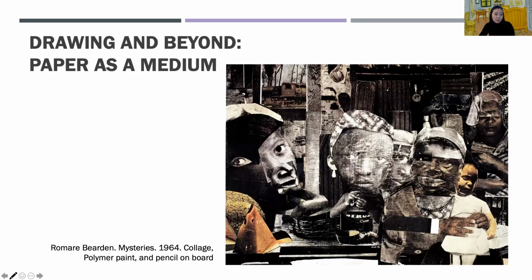So let's see collage as an art genre. This is Romare Bearden's mysterious collage work from 1964. What can you see through this work of art? A lot of faces and eyes. Yes, lots of faces. What else? Mostly people of African American descent, it looks like. That's right. So we can assume the artist wanted to describe African American life or society.